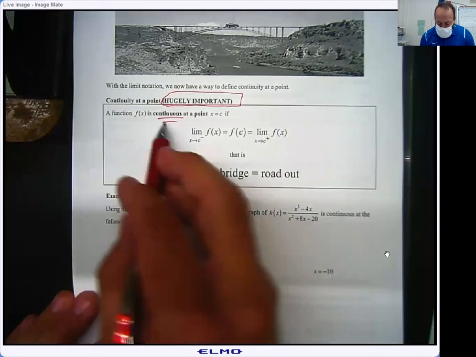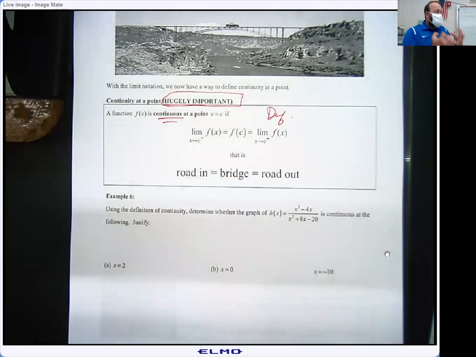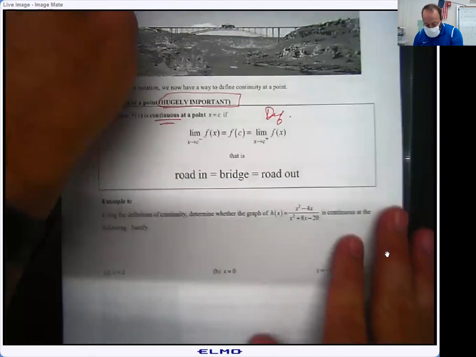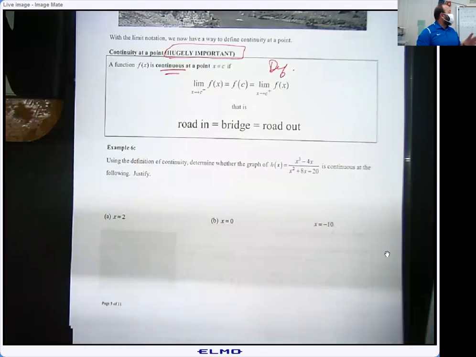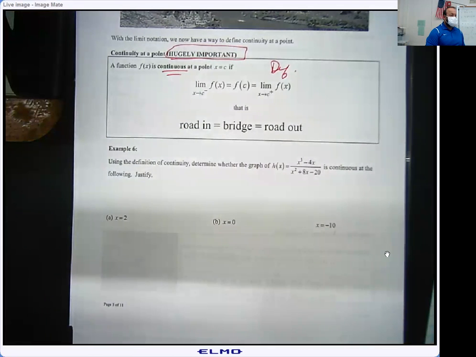So this, what you're looking at right here, this is actually the definition of continuity. It's a definition. So if they ever on a test say, is this continuous? Your definition says, is the road in the same as the road out? Is it the same as the bridge? And you would have to be able to do that. And so when you're looking at this next one, using that definition, what's the first thing that we would want to do? Let's factor that sucker.